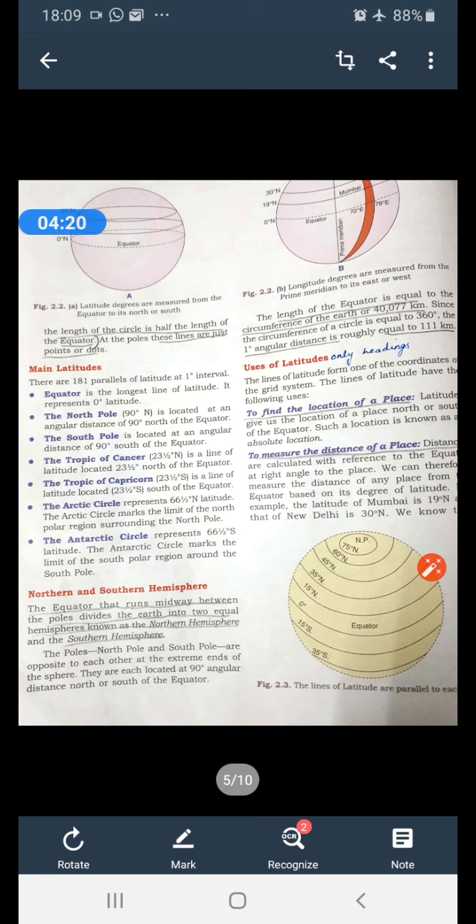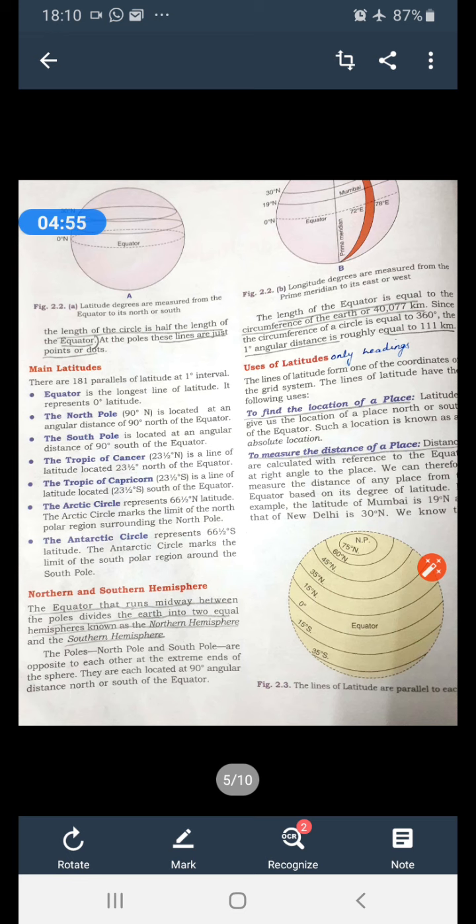Now this is the text which I was explaining, the important lines of latitude, that is the equator. Then the North Pole, which is 90 degrees north of the equator. The South Pole, which is at an angular distance of 90 degrees south of the equator. Then we have the Tropic of Cancer, which is represented by 23.5 degrees north. Tropic of Capricorn, 23.5 degrees south. The Arctic Circle represents 66.5 degrees north. The Antarctic Circle represents 66.5 degrees south.